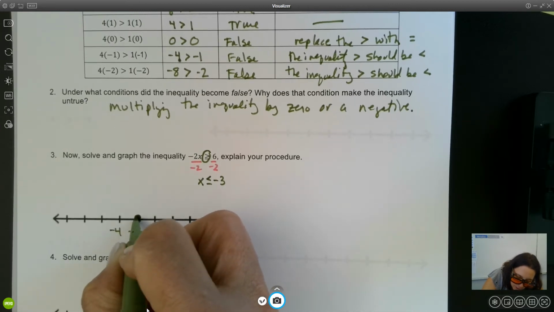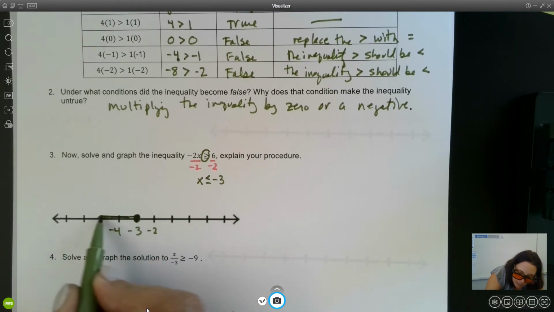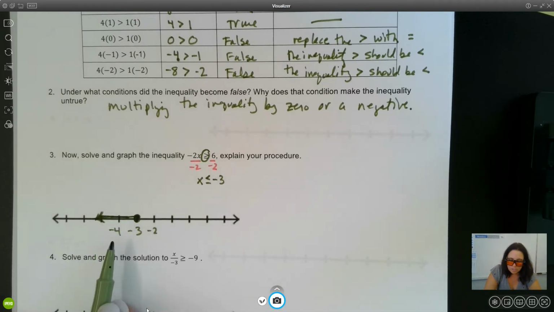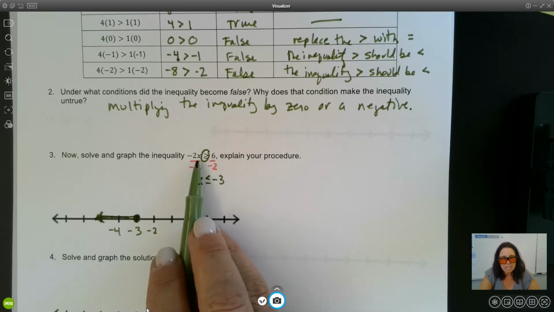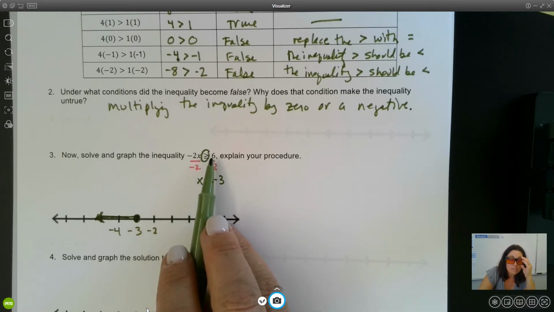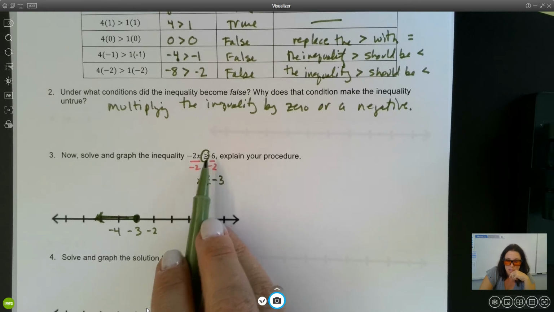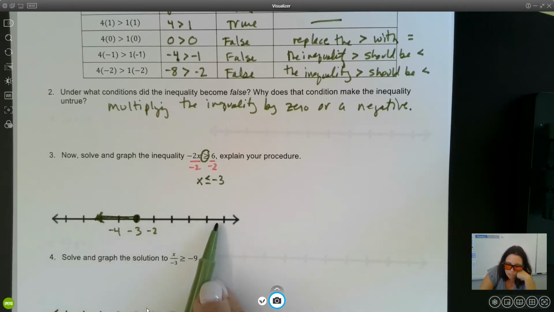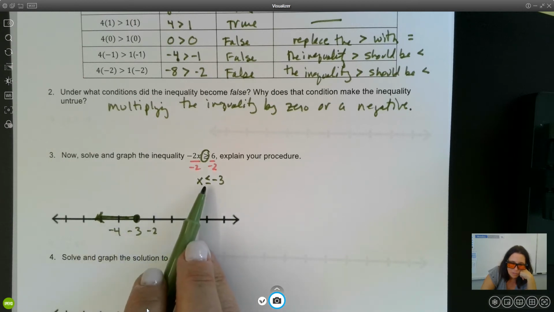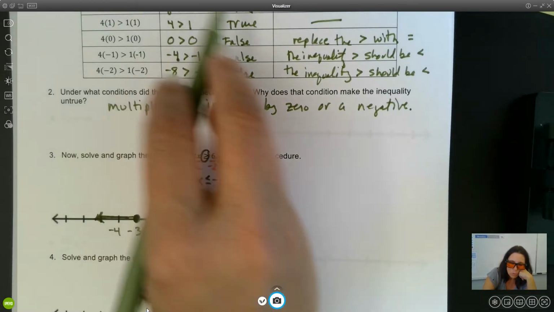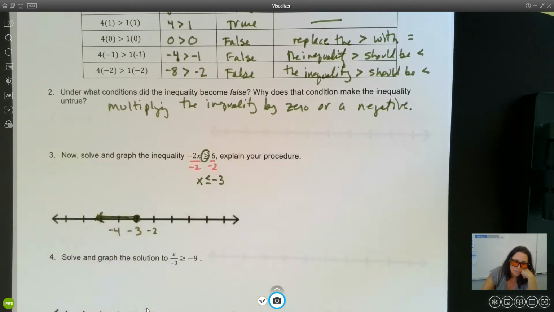Closed circle here, shaded this way. Okay, we're saying that anything here works. So let's plug in like a -5. If we plug in a -5, wouldn't that be 10 is greater than or equal to 6? That works. Okay, nothing here works, but everything here works. So you have to flip the inequality symbol for the reasons explored up here.